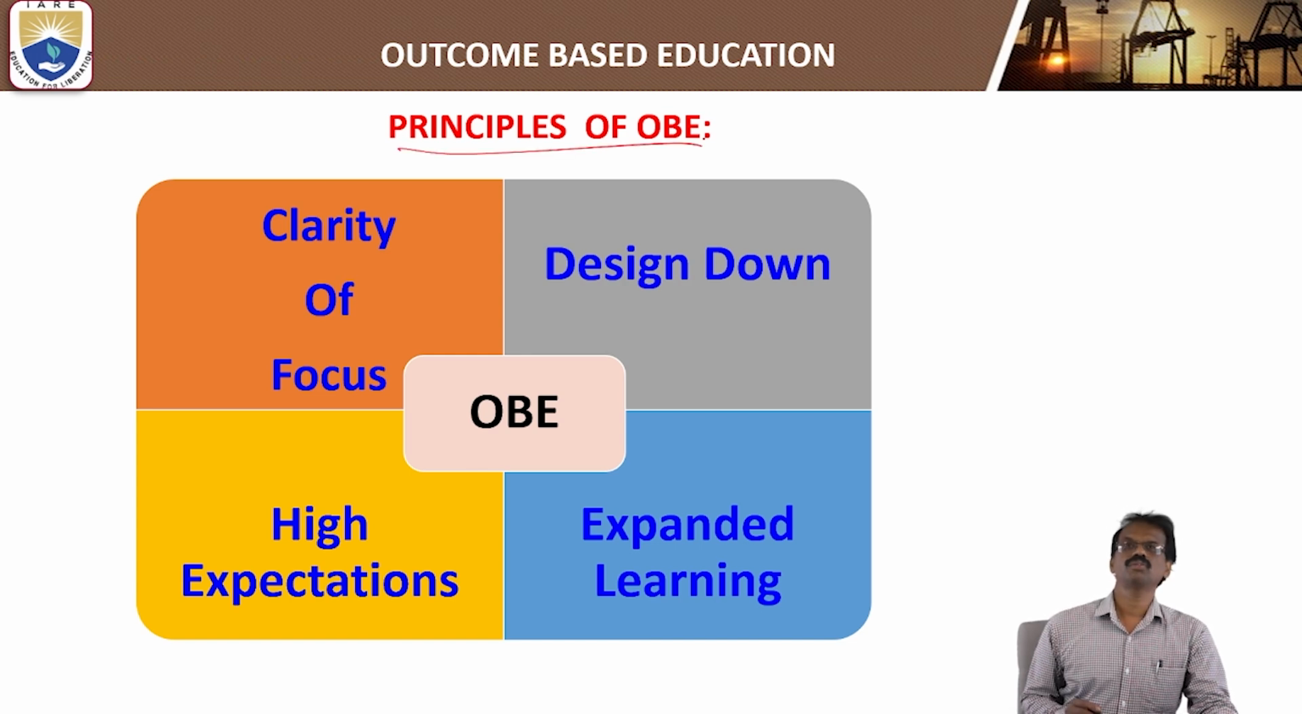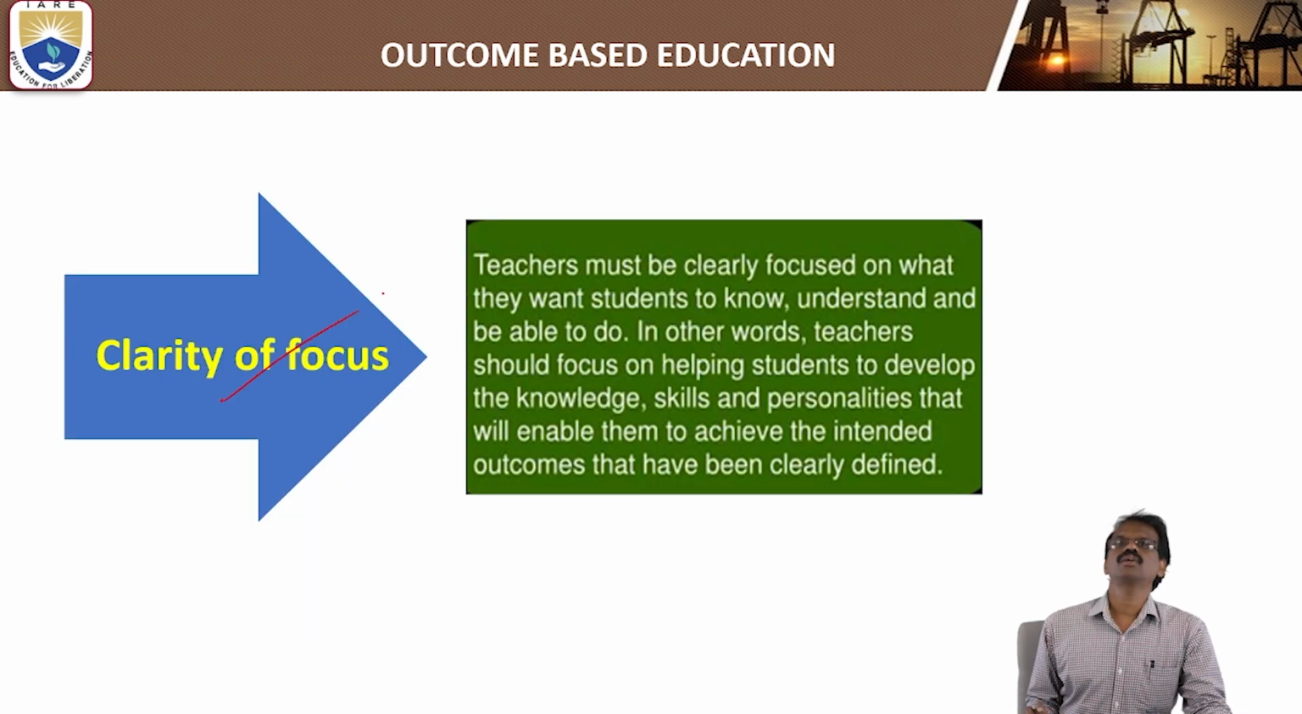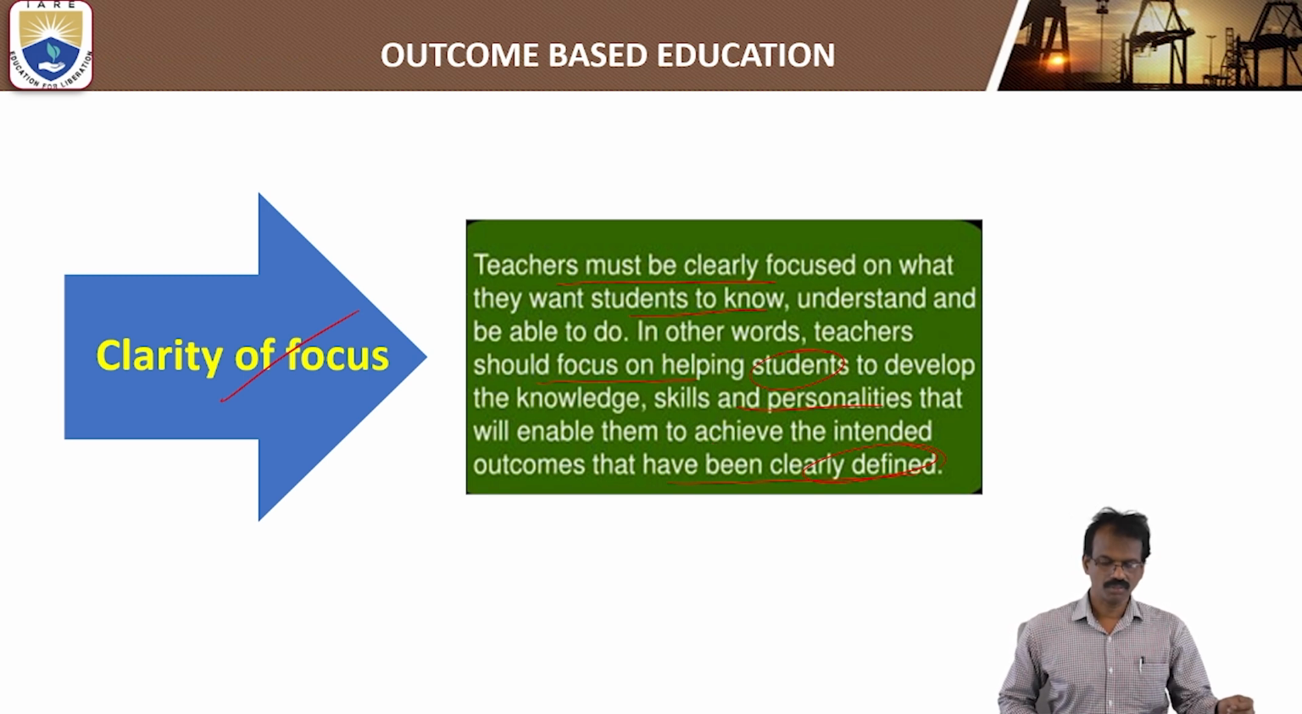Here, the principles of OBE: first, clarity of focus; next, design down; next, high expectations and expanded learning. We'll see one by one. The first one is clarity of focus. Teachers must be clearly focused on what they want students to know, understand, and be able to do. In other words, teachers should focus on helping students to develop the knowledge, skills, and personalities that will enable them to achieve the intended outcomes that have been clearly defined. That is the main focus of this OBE.